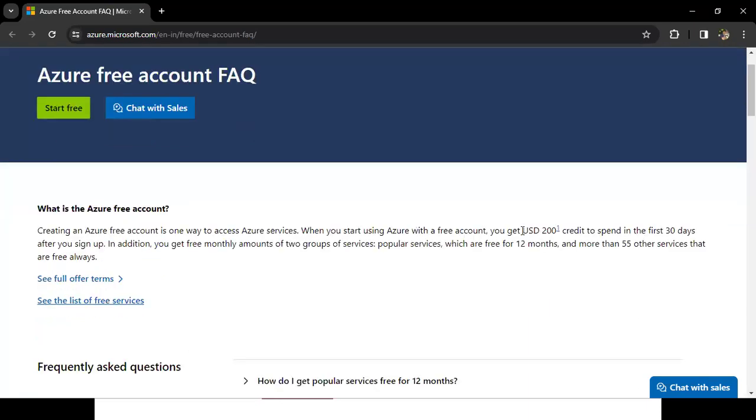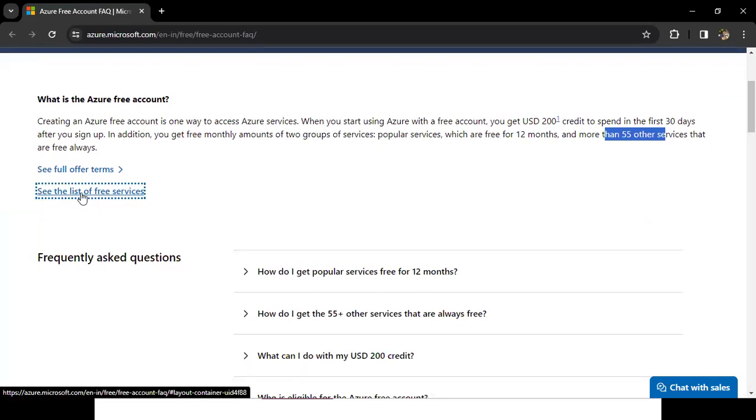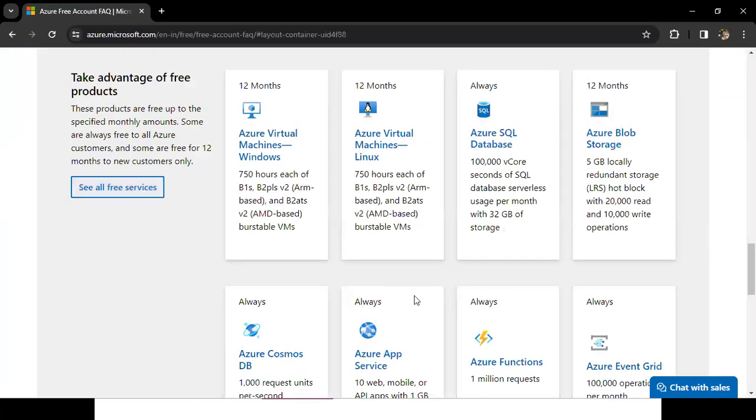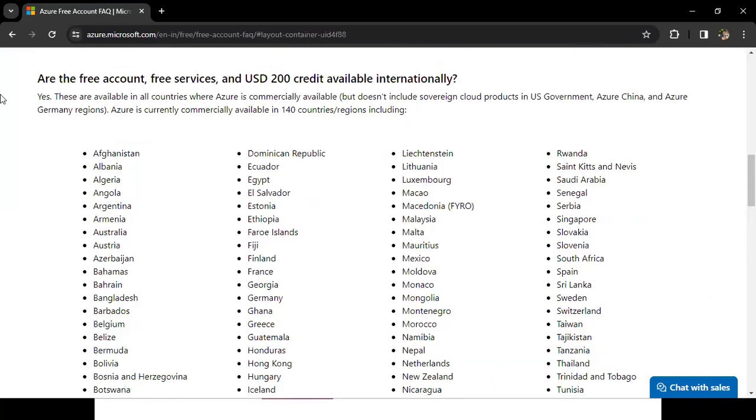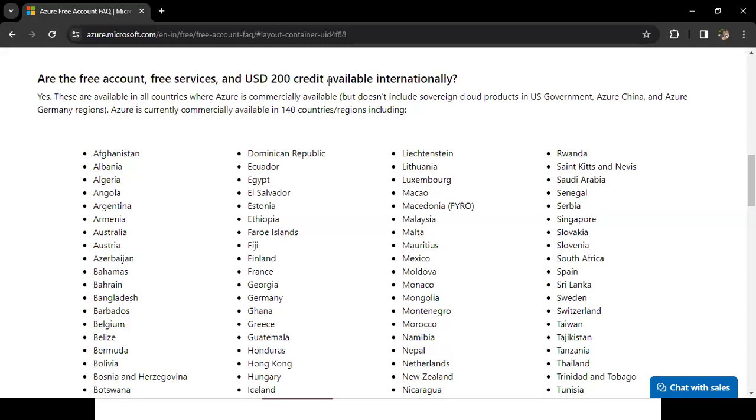See here, 200 credit for the first 30 days. And then for 12 months, there are more than 55 services which come under free. So see the list of free services. Here we have the country list, 140 countries, where you're getting that credit of 200 US dollars. In most of the countries, you will get credit in dollars, but in a few countries, you will get a credit as per their local currency. So in India, we are getting it as per the local currency.